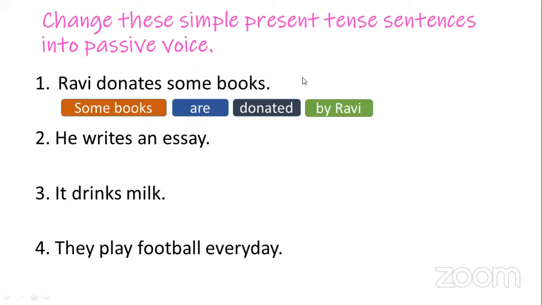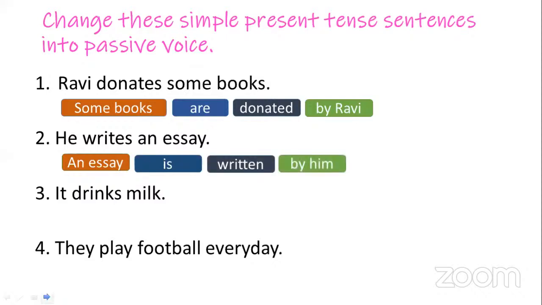Right. Next. He writes an essay. He is the subject, writes is the verb, and essay is the object. We have to take an essay as the object. An essay, right? It is a singular noun. An essay is written by him.